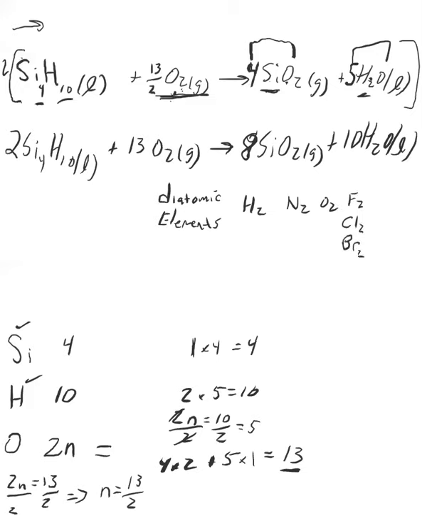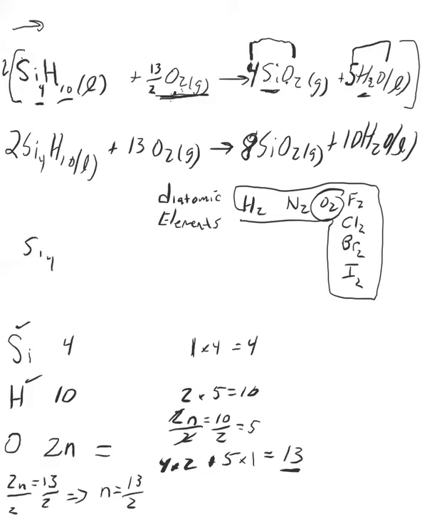I'm just going to list them here again, just as a reminder. Sometimes we need reminders of things. So those are diatomic. The reason we have to multiply by 2 is because oxygen is a diatomic element. It's not O, right?